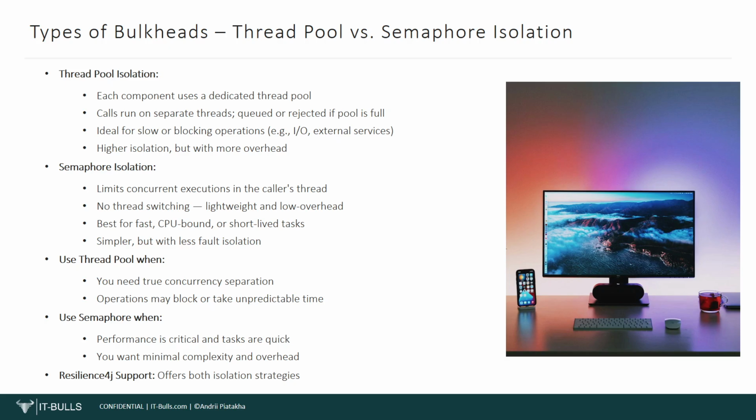This is ideal when you're dealing with operations that might be slow or blocking, such as input-output bound tasks or calls to external systems. Semaphore isolation, on the other hand, is a lighter and more efficient approach.